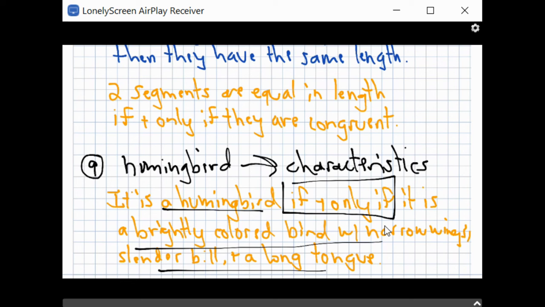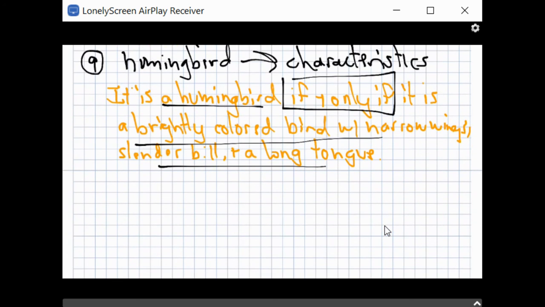The key idea is in that definition, just look for the word is. Where the linking verb is in the definition, that's where you're going to pretty much always put your if and only if. Alrighty. So we took a definition and we turned it into a biconditional. If I wanted to, I could write a conditional. If it is a hummingbird, then it is a brightly colored bird, blah, blah, blah. Or I could say, if it is a brightly colored bird, blah, blah, blah, then it is a hummingbird. So we could do that too, but this problem's not asking us to do that.